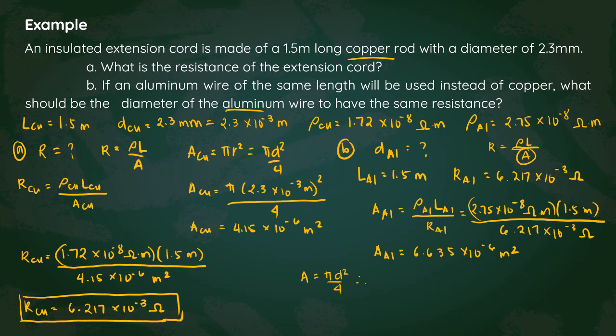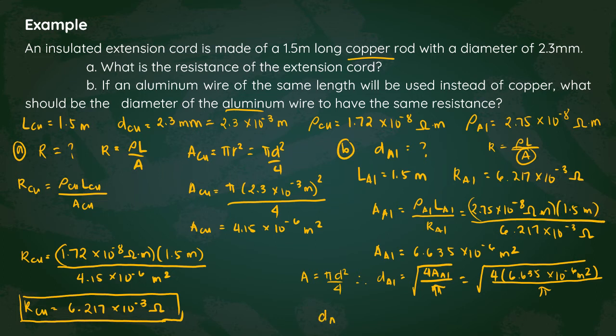So in deriving an equation for that, your diameter of the aluminum will be equal to the square root of 4 times the area of aluminum over pi. So if you substitute your values, that's the square root of 4 times the area of the aluminum, which is 6.635 times 10 raised to negative 6 meters squared, over pi. You can just input pi in your calculator.